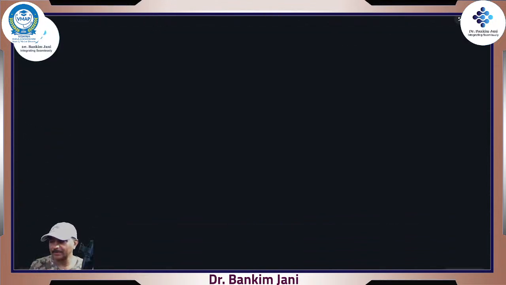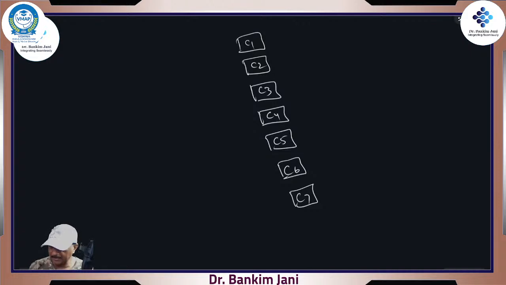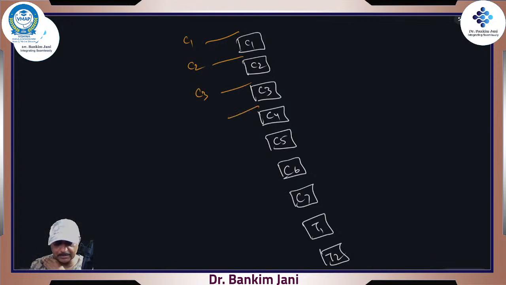What would happen now is a royal confusion. Let's draw very quickly. This is C1, this is C2, C3, C4, C5, this is C6, C7, seven cervical. And then this is T1 and T2. This much is sufficient. Now we start drawing the spinal nerves. This is C1, C2, C3, C4, C5, C6, C7. Things are good.